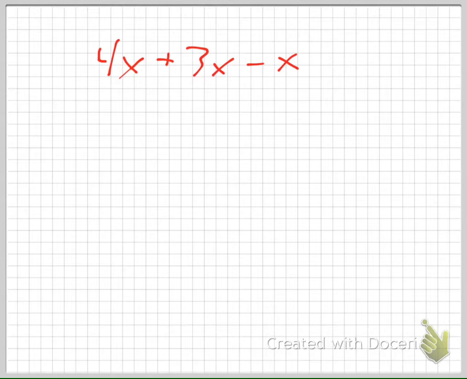It's what? It's 6x. Remember? That should be very simple to you. If I have 4 x's and I add 3 x's, that gives me 7 x's, and I take away an x, that gives me 6 x's, right?